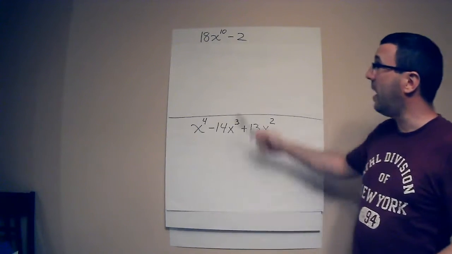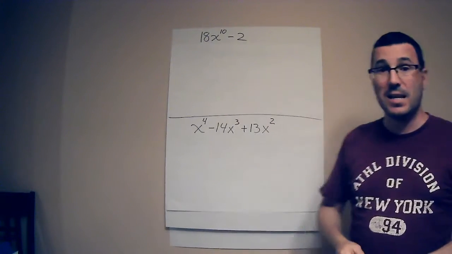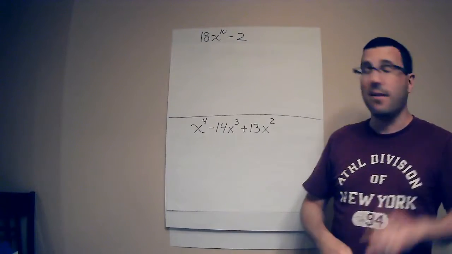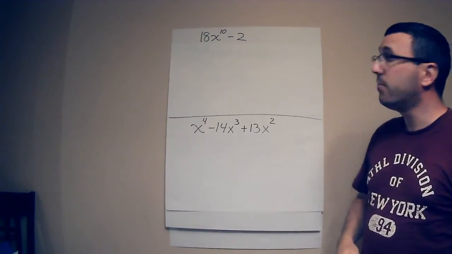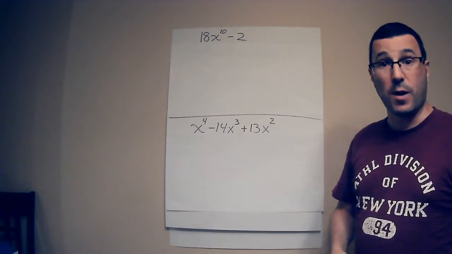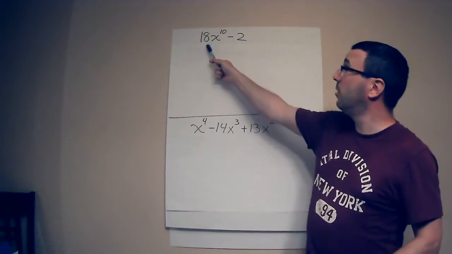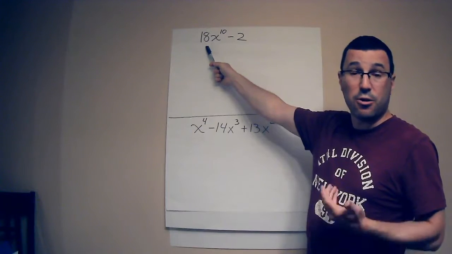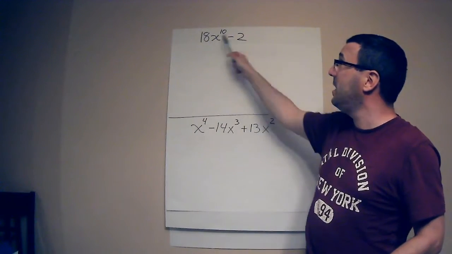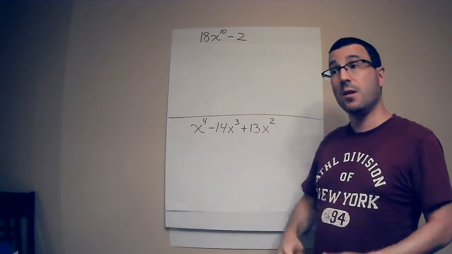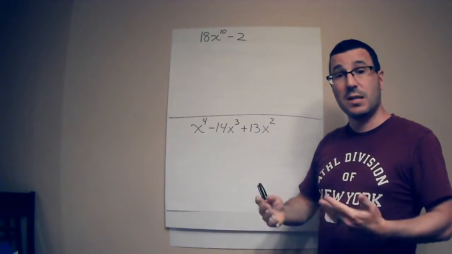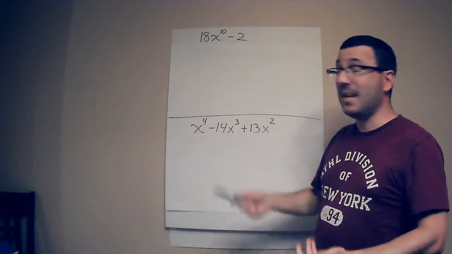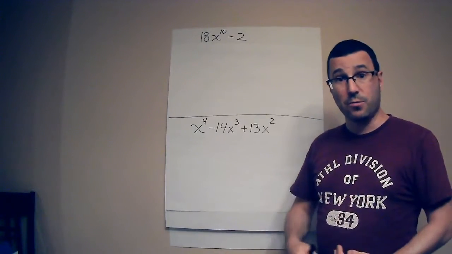So the first one I have here, 18x^10 minus 2. So we look at this. First thing we ask, is there a greatest common factor? So we're going to look here. First thing I'm always going to look at are the two numbers. I have an 18 and I have a 2. Is there something that goes into both of those numbers nicely? And the answer is yes. I can pull out a 2.